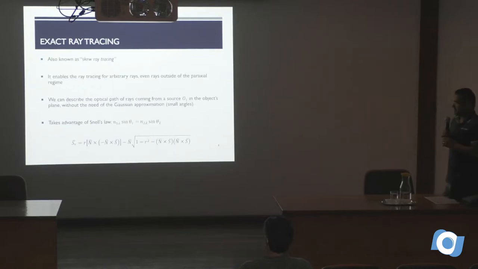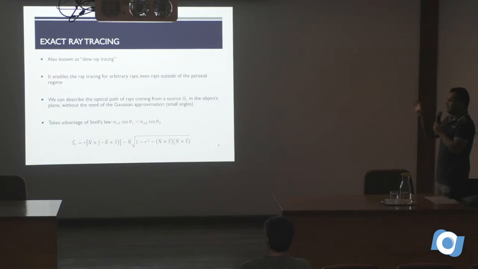So, exact ray tracing. It's a pretentious name, I never liked it. It's also known as skew ray tracing. So what's a skew ray? It's a ray that is neither parallel to the optical axis, nor over the optical axis. So every other ray is a skew ray. It can be in any configuration. Because of this, it enables us to trace arbitrary rays even outside the paraxial regime, right?